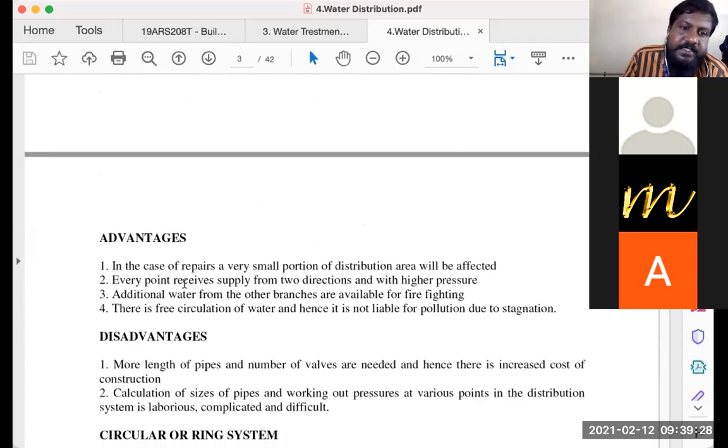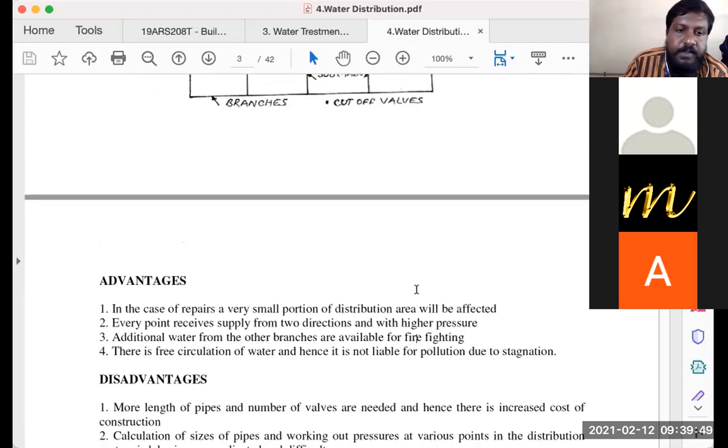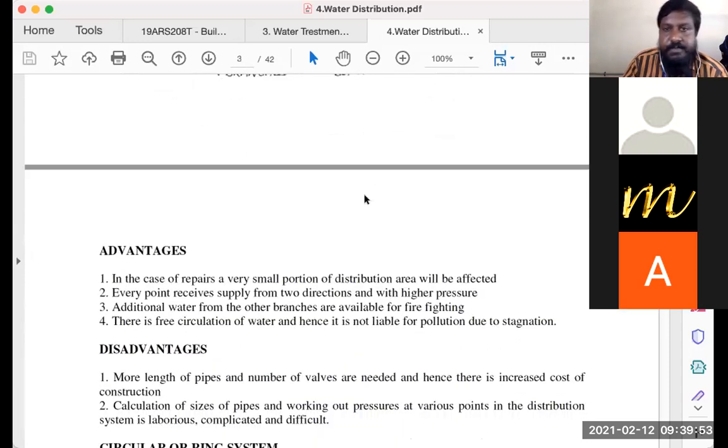The advantage in this case: for repairs, a very small portion of the distribution area will be affected. Unlike the earlier system where the whole cluster would be affected, only the small part would be affected. Every point receives supply from two directions with higher pressure. Whereas with the earlier one, the pressure is limited because it's coming from just one flow. But here, being a gridiron, a closed loop, it takes in pressure from two directions.